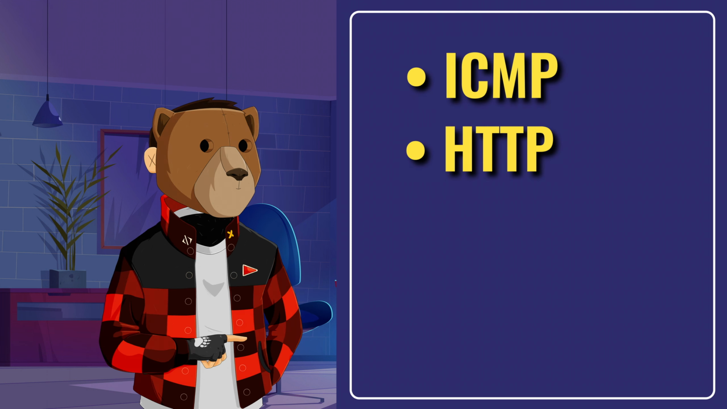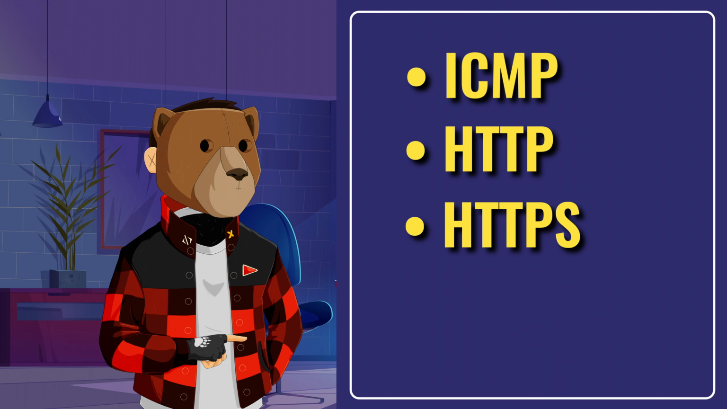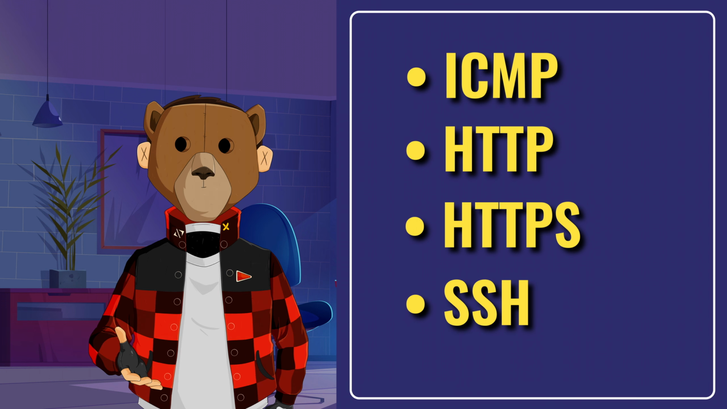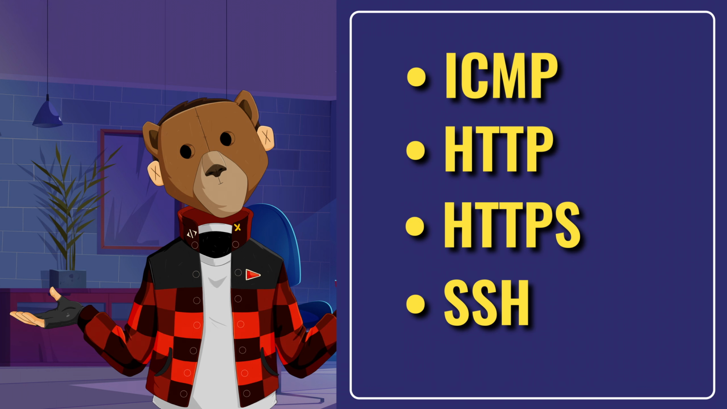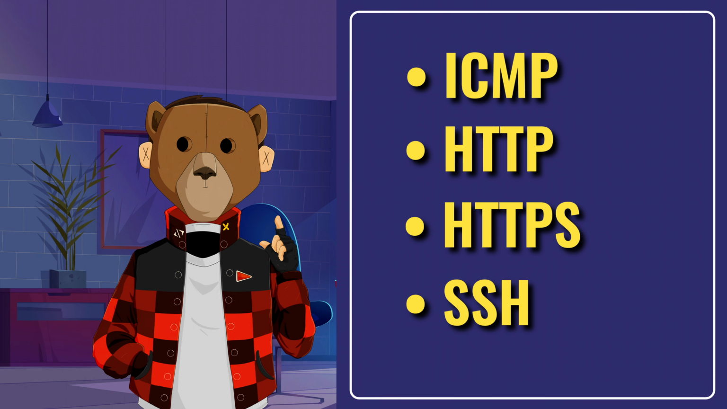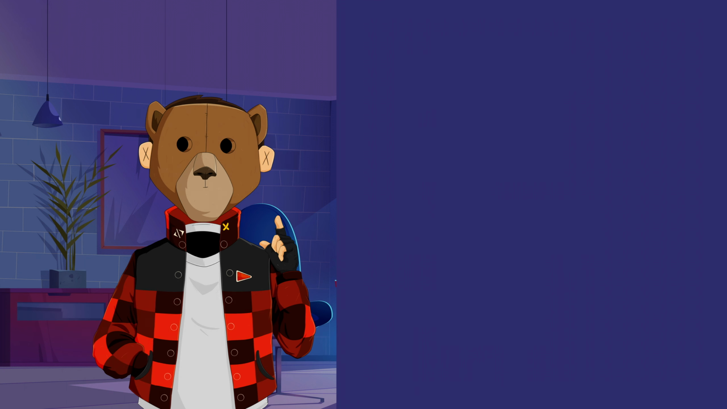We're going to enable only the required ports, such as ICMP, HTTP, HTTPS, and SSH, while blocking all other ports by default. Depending on your intended usage of the server, you may need to expose additional ports. However, for this tutorial, enabling these 4 ports is sufficient.